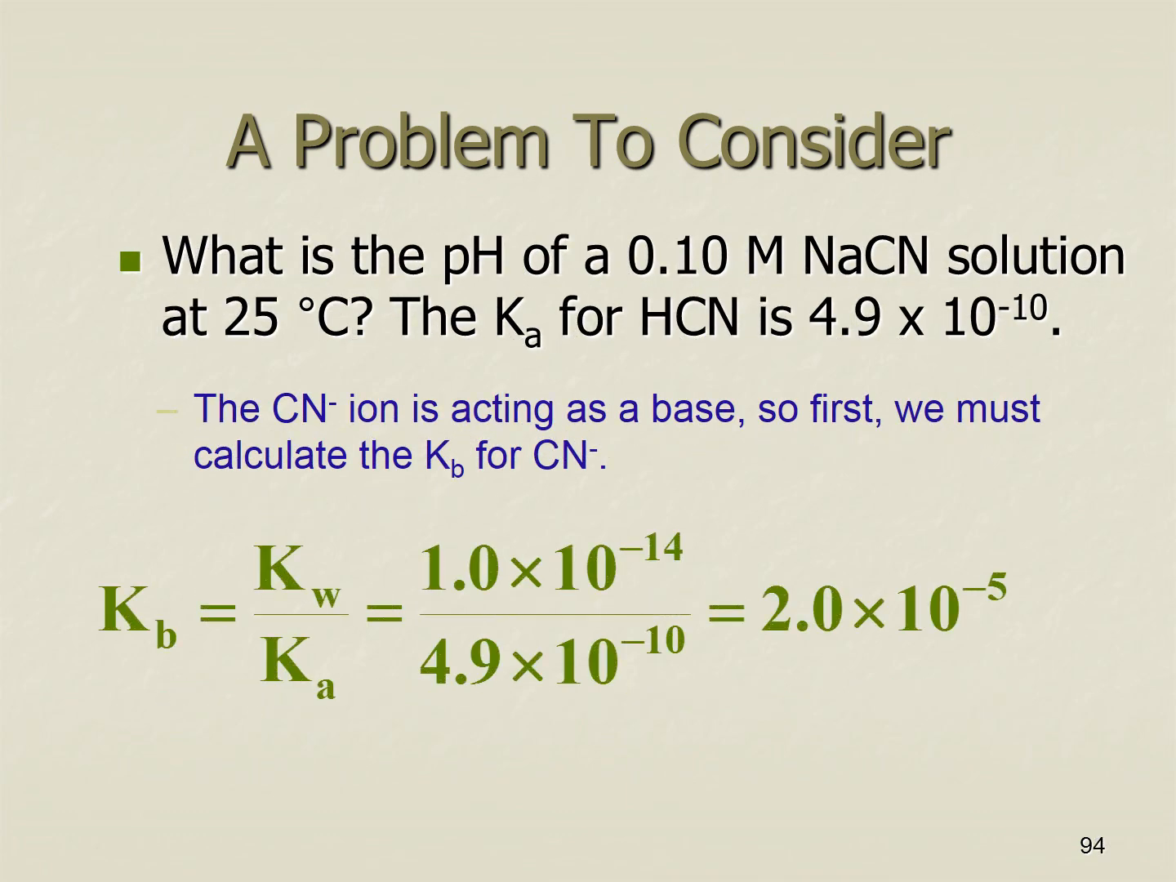So the only difference is that we don't know the Kb value because we can't just look it up for CN negative. The only thing we've been given was the Ka value. So we just remember that Ka times Kb equals Kw. So Kw divided by Ka gives us Kb. So here we've done the calculation. So Kb equals 2 times 10 to the minus 5th. Once we have that, the problem is just like any other that we did earlier in this chapter.